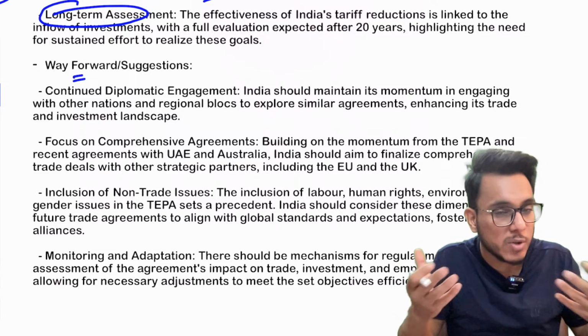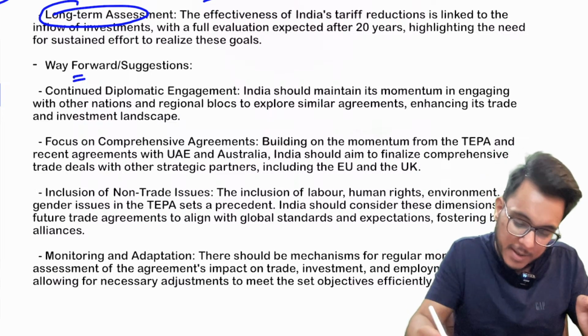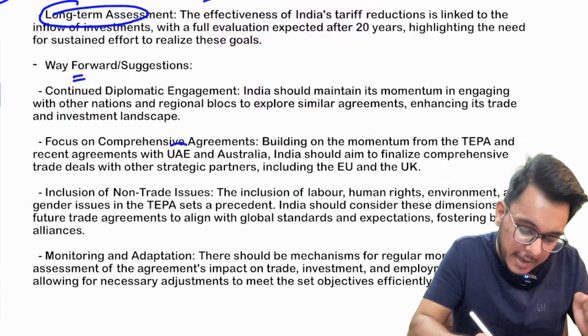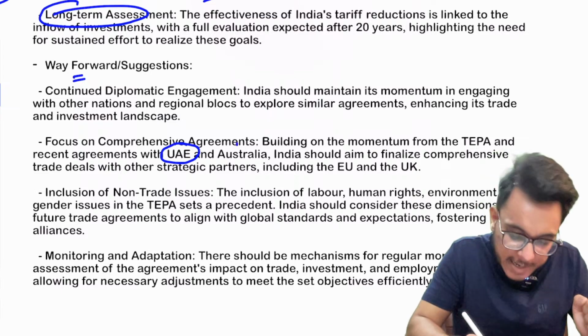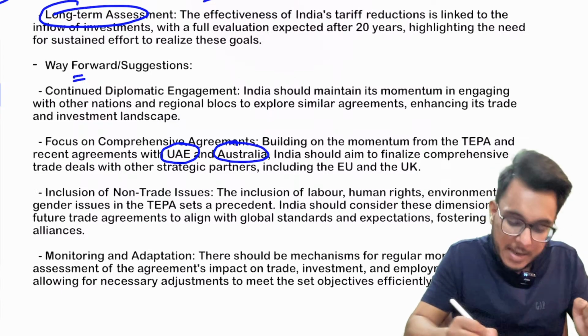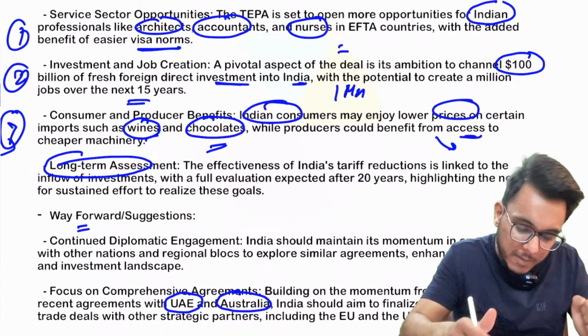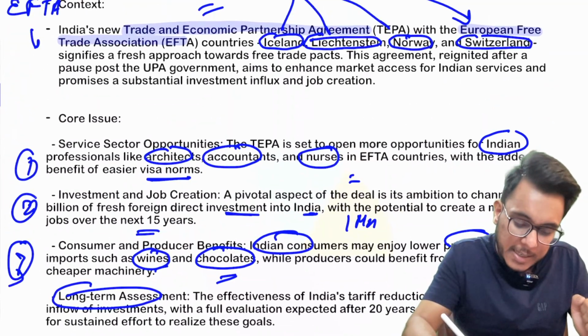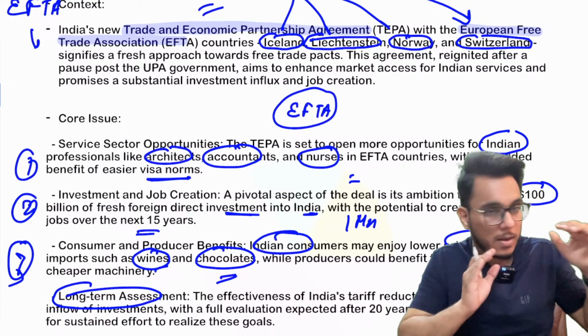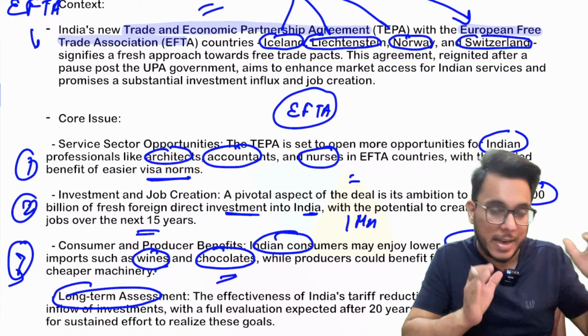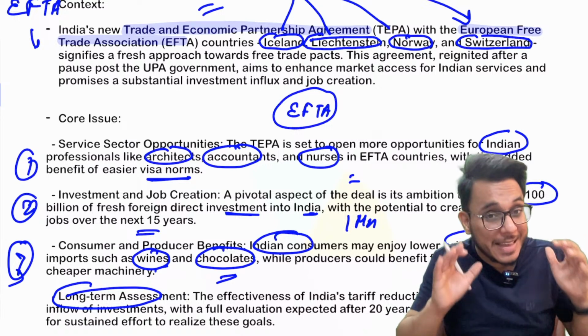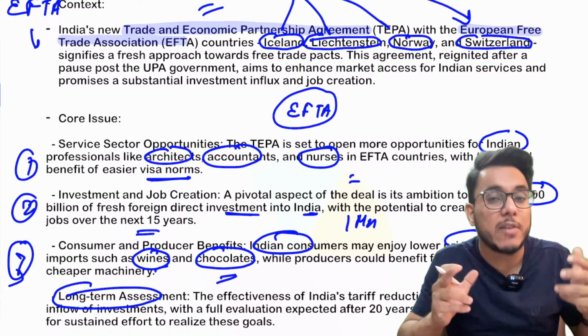India is doing good in terms of signing FTAs. For example, recently we have signed the free trade agreement with the UAE, with Australia, and now with these EFTA countries. This is good. UAE, good thing. Australia, good thing. EFTA, good thing. But there are a lot of other areas where we are not performing well.